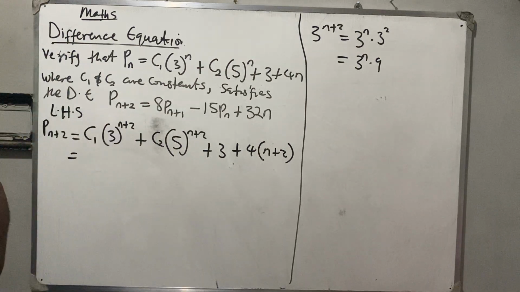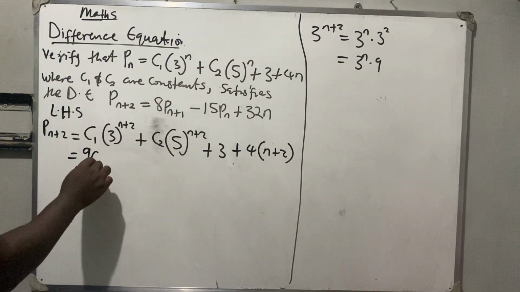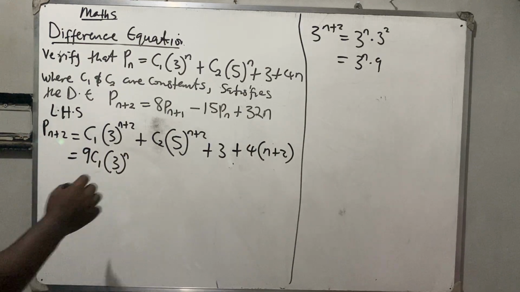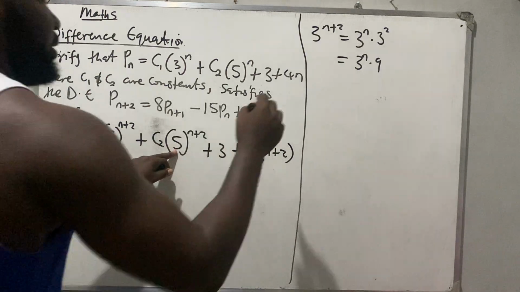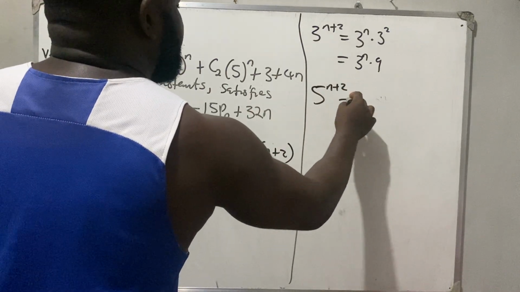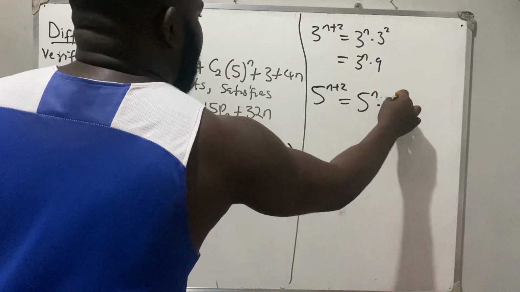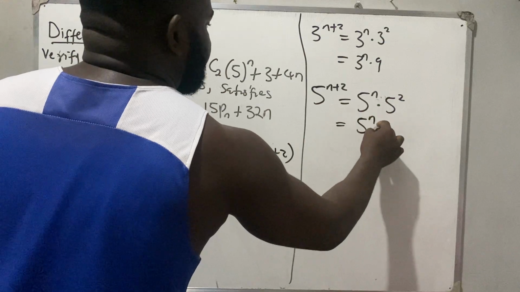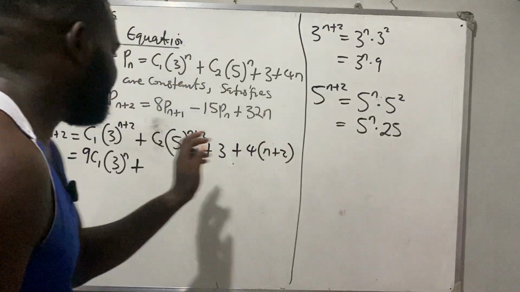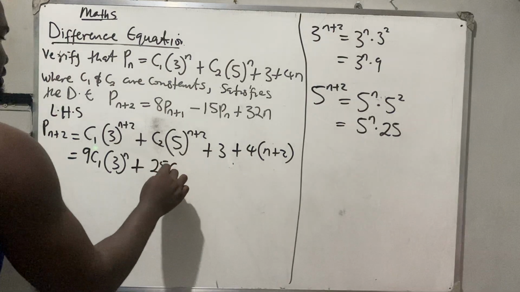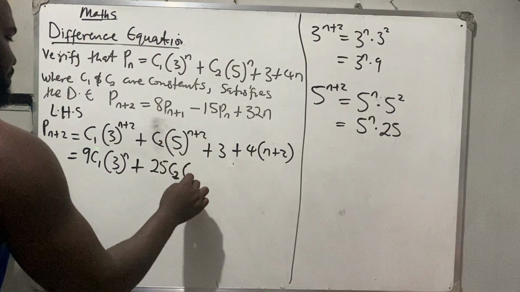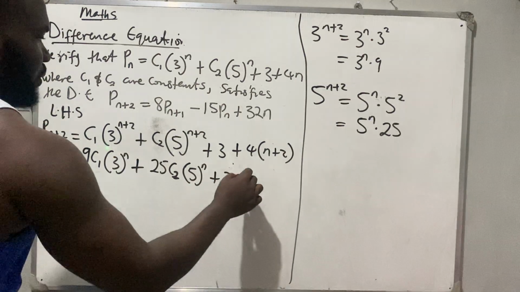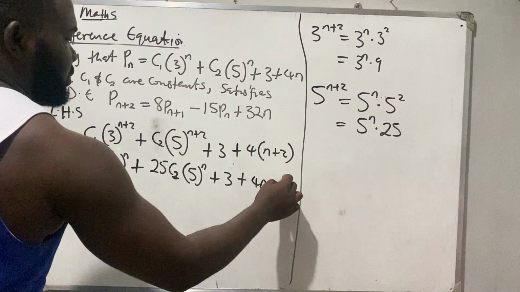So 9 times that C1, I'm going to have 9C1 into 3 raised to power n. Plus, if you do the same thing here, 5 raised to power n plus 2 is the same thing as 5 raised to power n multiplied by 5 raised to power 2. And 5 raised to power 2 is 25. So 25 times C2, I'm going to have 25C2 in bracket of 5 raised to power n. Then I'm having plus 3 here, plus 4n plus 8.